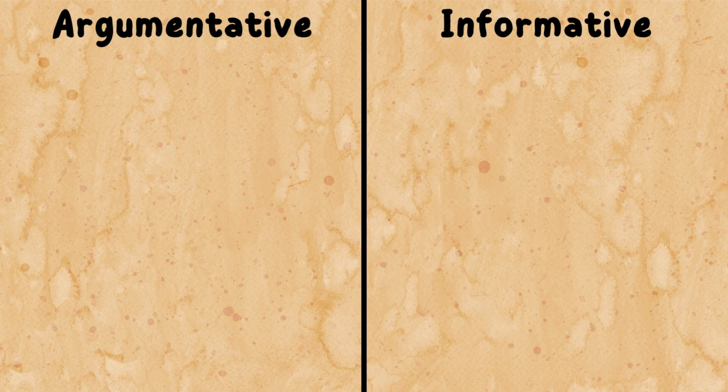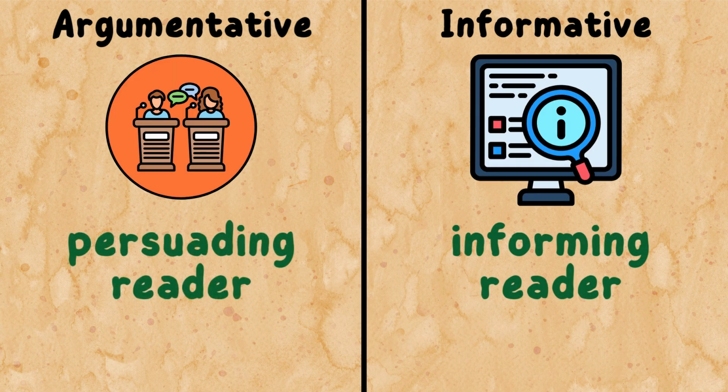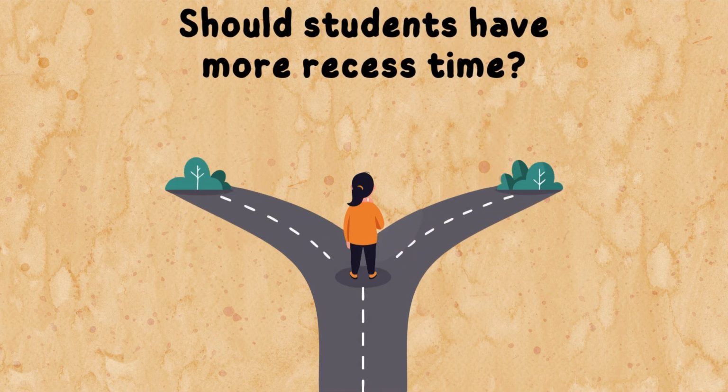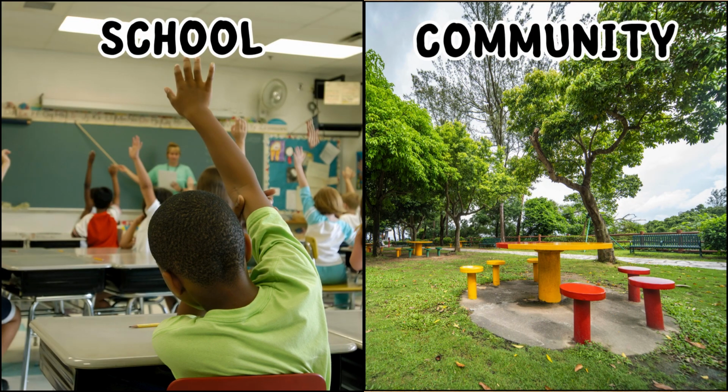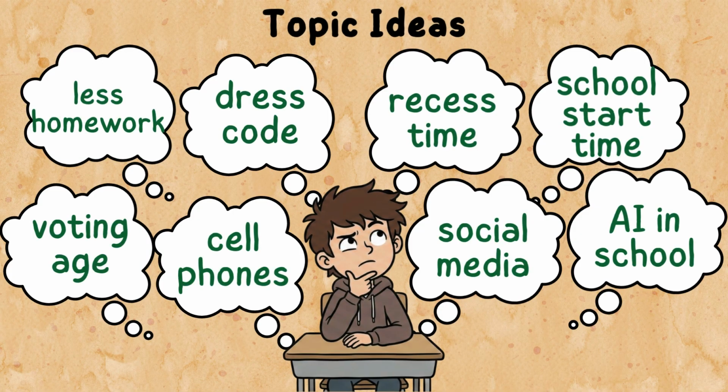An argumentative paper is different from an informative essay because you aren't just sharing facts about a topic, you are trying to persuade your reader to agree with your opinion. It is best to choose a topic that has at least 2 different sides. If you're having trouble, try thinking about rules at school or things in your community that you would like to see change. To spark ideas, here's a few topics.